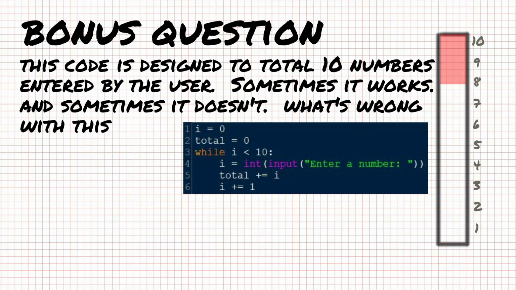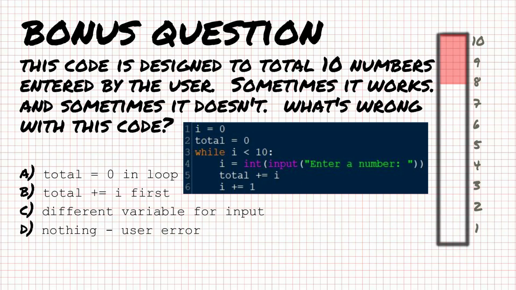This code is designed to total 10 numbers entered by the user. Sometimes it works, and sometimes it doesn't. What's wrong with this code? i = 0, total = 0, while i < 10: i = int(input("Enter a number")), total += i, i += 1. Is it A, total = 0 should be in the loop? B, total += i should be first in the loop? C, you need a different variable for the input? Or D, nothing, it's user error.